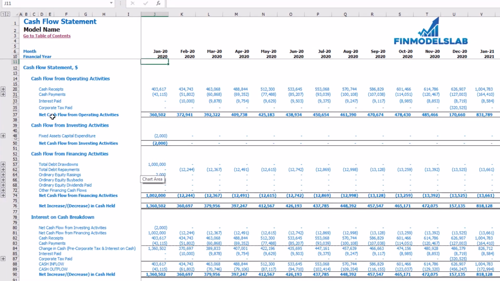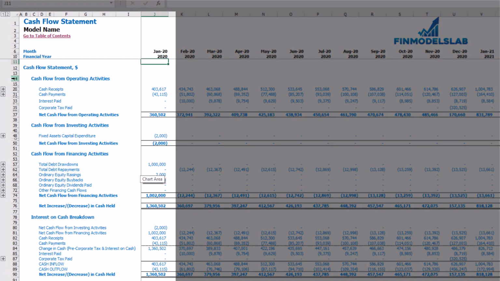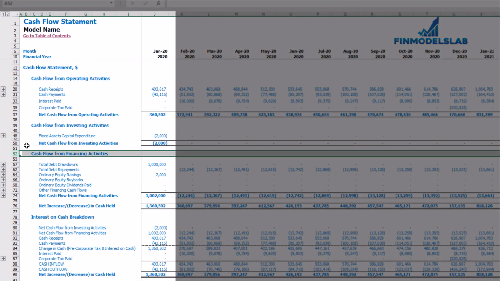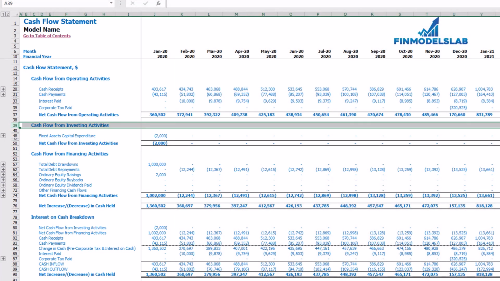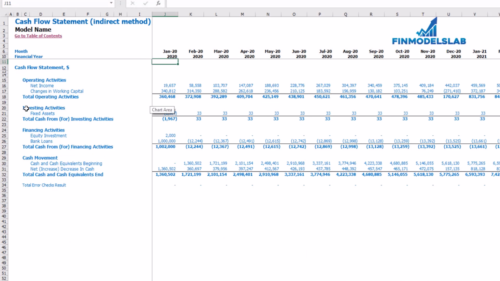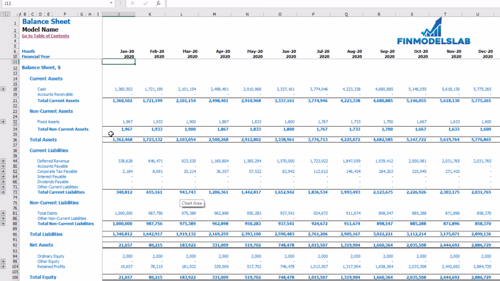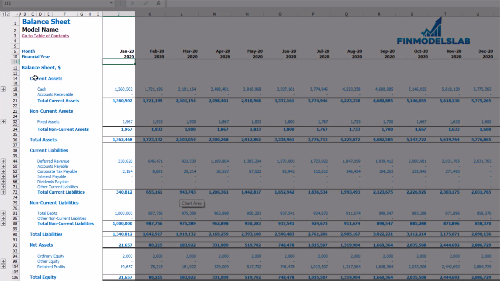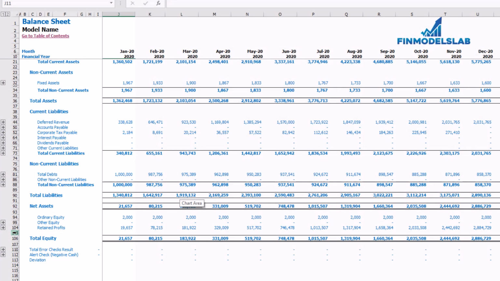On the cash flow tab you may see the cash flow broken down by operating activities, financing activities and investing activities. Cash flow indirect shows you the same operating activities, investing activities and financing activities, but in a more collapsed form, so it's easier to see the values by months and easier to read the numbers. On the balance sheet you may see the breakdown of your balance sheet by current assets, which is cash and accounts receivable, non-current assets, which is fixed assets, current liabilities, non-current liabilities and your equity.